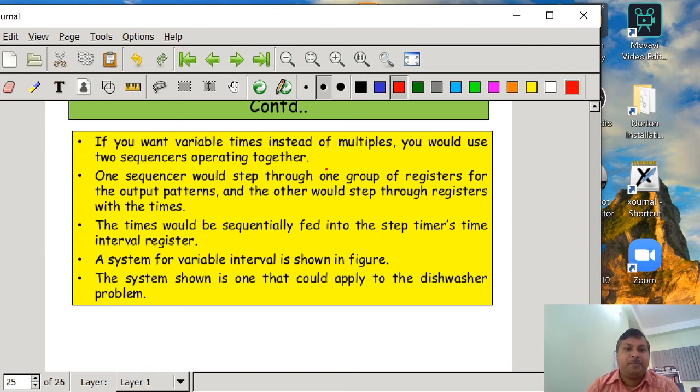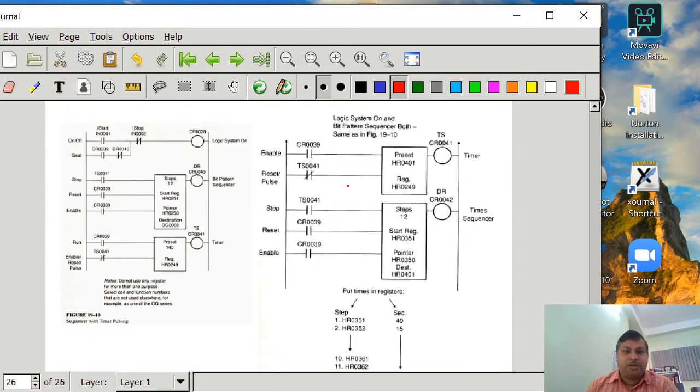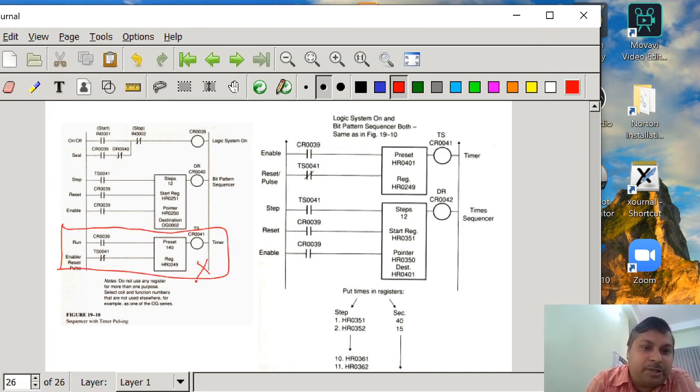A system for variable interval is shown in the figure. Okay, so the same dishwasher problem we are showing. So previously what we have done, the fixed timing interval 140. Okay, but now this step we will not write. Up to this it will be the same, 12 steps we will write, to execute 12 number of operations or 12 number of steps.